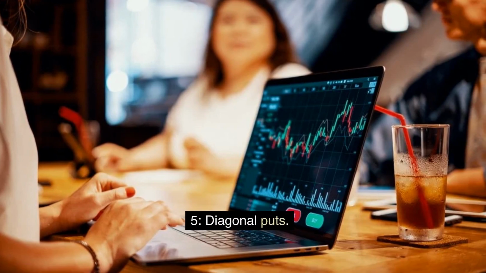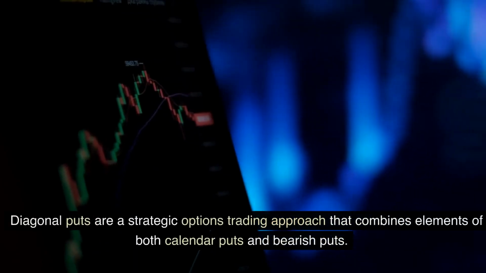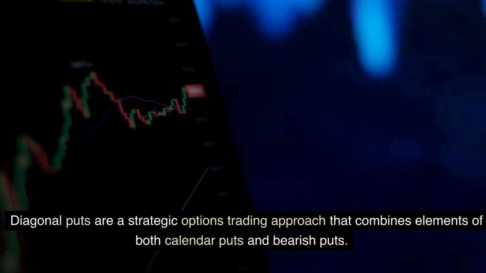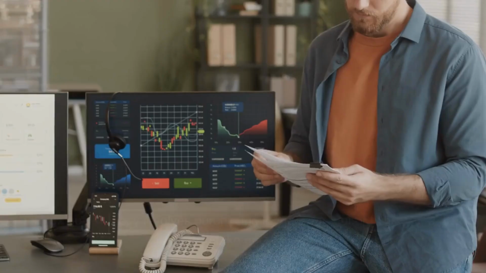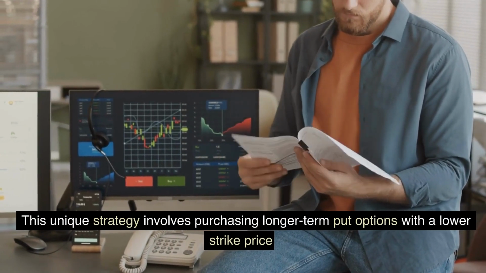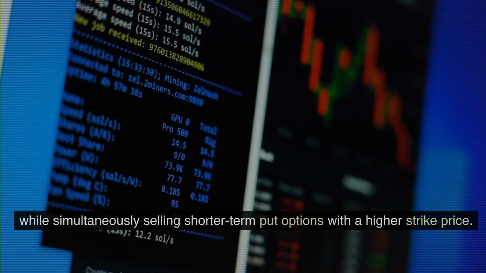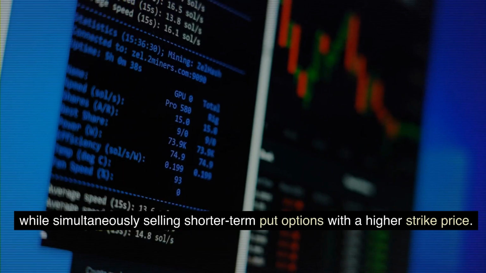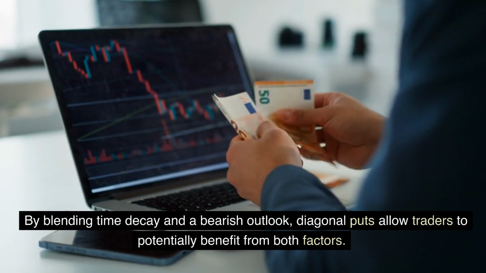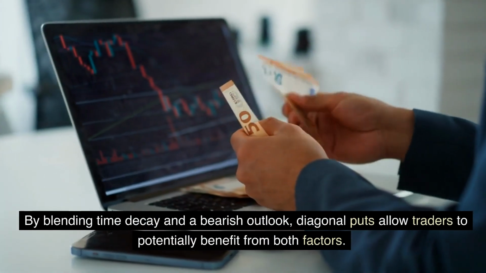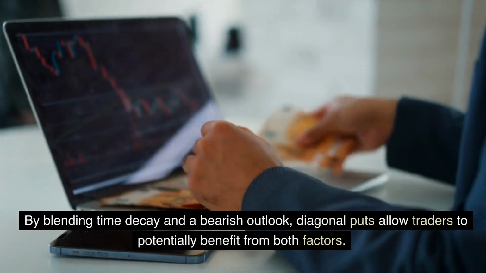5. Diagonal puts. Diagonal puts are a strategic options trading approach that combines elements of both calendar puts and bearish puts. This unique strategy involves purchasing longer-term put options with a lower strike price while simultaneously selling shorter-term put options with a higher strike price. By blending time decay and a bearish outlook, diagonal puts allow traders to potentially benefit from both factors.